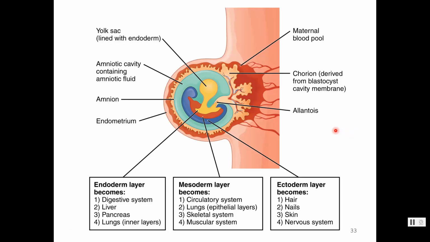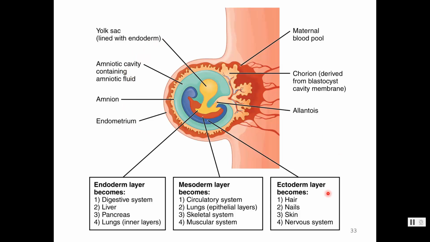So let's look at this picture. This is showing you that implantation process. This is going to be the endometrial side, and this is going to be the open or the lumen side of the uterus. And so it's showing you these three primary germ layers.